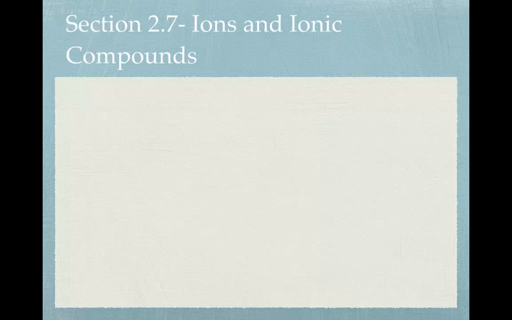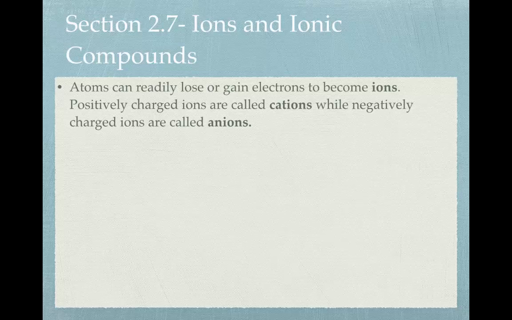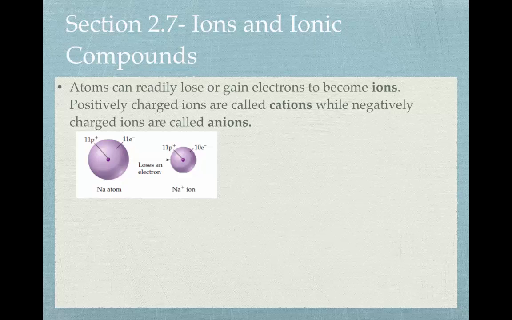Next, since we just talked about molecular compounds, I'm going to be talking about ionic compounds. Atoms can either gain or lose electrons, and when they do this, they become ions. Now, if an ion has a positive charge, we call it a cation, while for a negatively charged ion, we call that an anion.